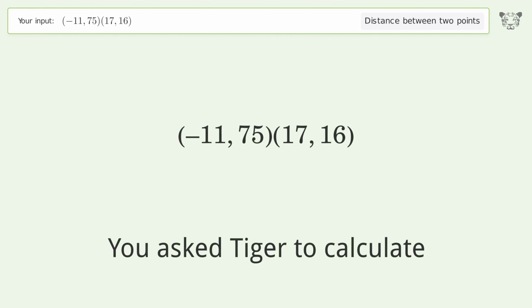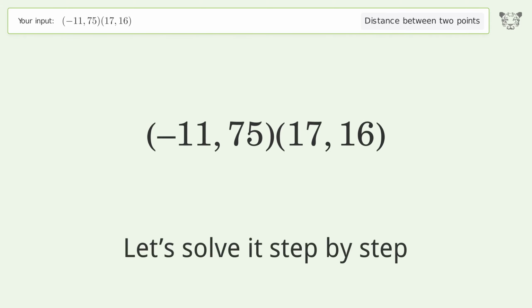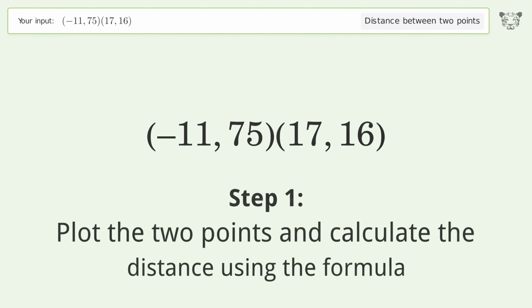You ask Tiger to calculate. This deals with the distance between 2 points. The distance between the 2 points is the square root of 4,265, or 65.307. Let's solve it step by step. Plot the 2 points and calculate the distance using the formula.